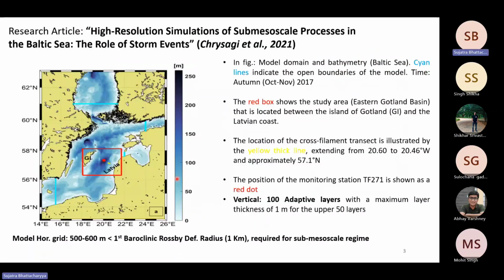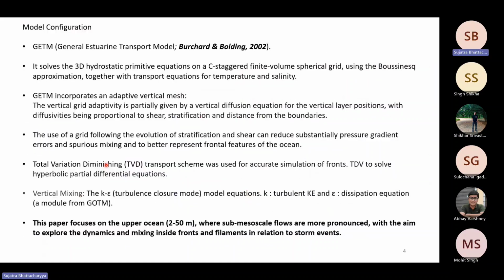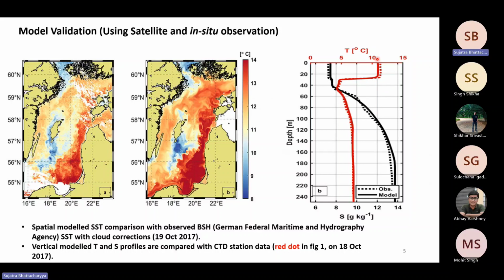At this point, they have some in situ data from CTD, so they also compared the output. This is on a particular day, the day when the first storm surge starts, 18th October 2017.